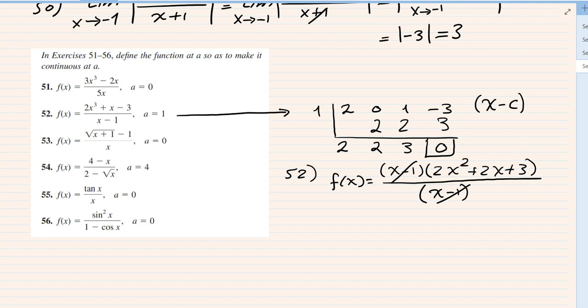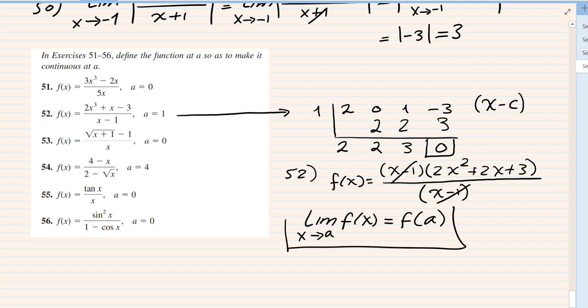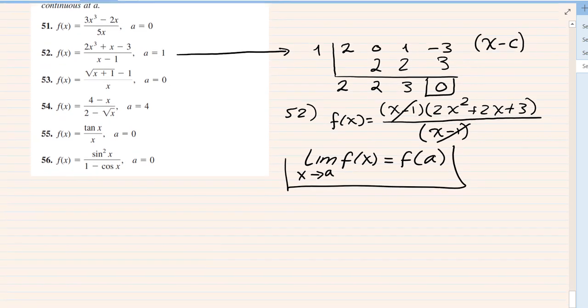And again, we want to make it continuous at a. To be continuous at a point, the limit and the value of the function at that point should be the same. So I'm going to write that. We want the limit of f of x as x approaches a to equal f at a. That was the condition for continuity at a point, right? So for all of these in this segment, that's what you want to do. Now, let's do the limit.